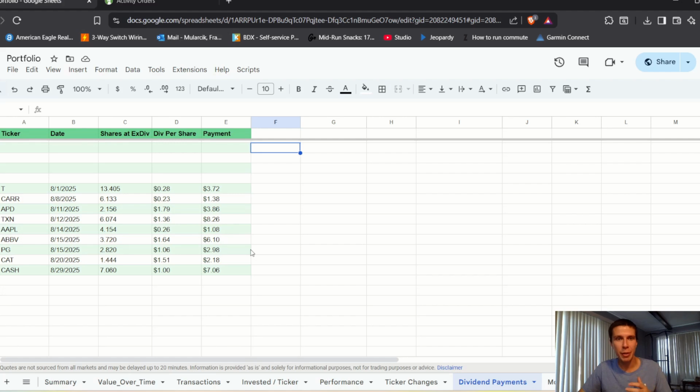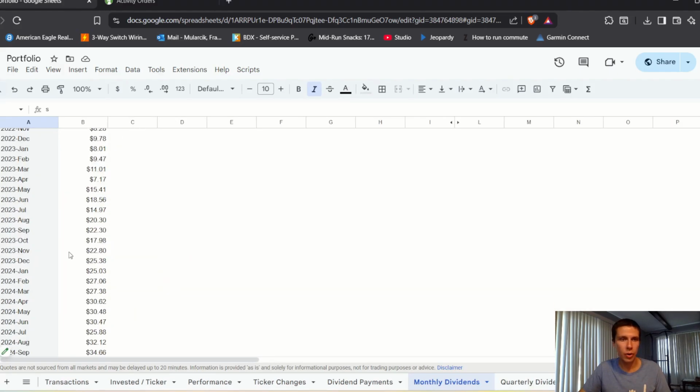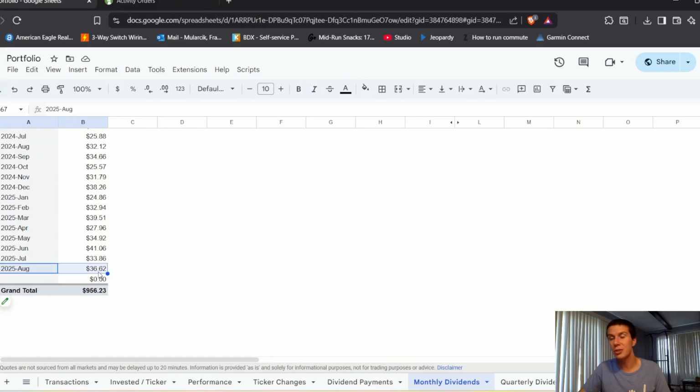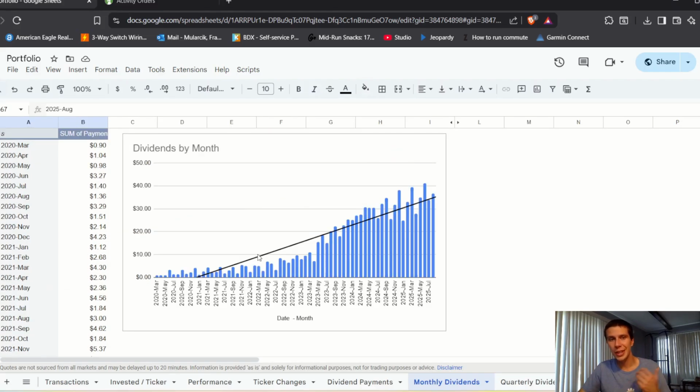And then if we look at dividend payments here: AT&T, $3.72, Carrier Global, a little over $1, Air Products and Chemicals, almost $4, Texas Instruments, $8, Apple, $1, AbbVie, $6, Procter & Gamble, $3, Caterpillar, $2, and then interest on our cash of $7, which gives us a total for the month of August of $36.62. So this is a graph of the dividends I received every single month going back to March of 2020 when I started this portfolio essentially.